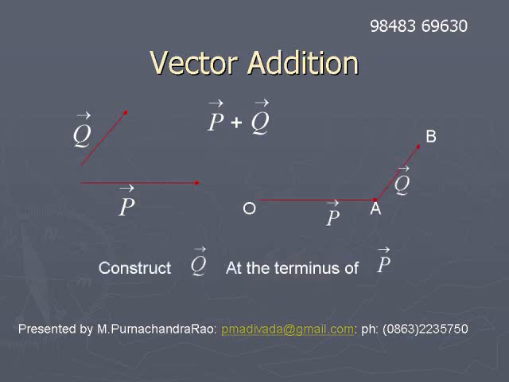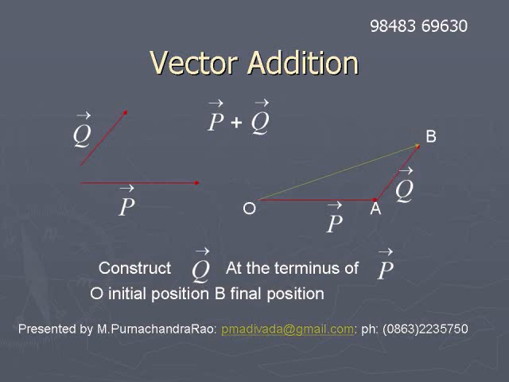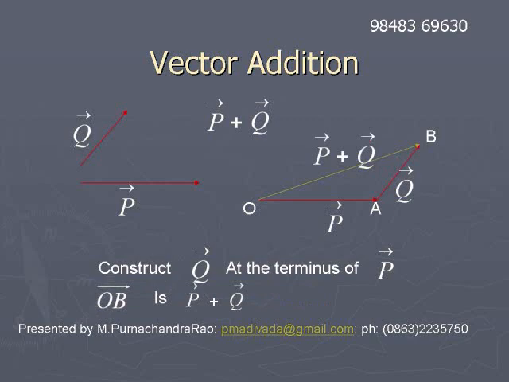Now we have constructed q bar at the head of p bar. Now take the tail of p bar. The tail of p bar is O. The head of q bar is B. Now join this by a vector from O to B. So the vector with tail of p bar and head of q bar represents p bar plus q bar.